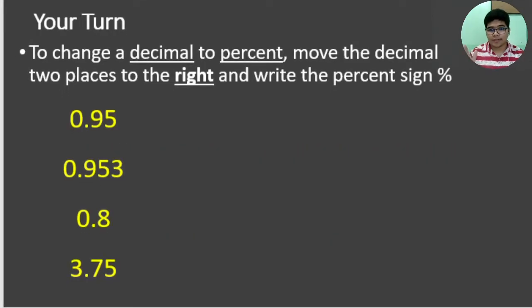Now, it's your turn, right? To change the decimal to percent, you just have to move the decimal point two places to the right, and then write the percent sign. So all of these four numbers, go ahead.